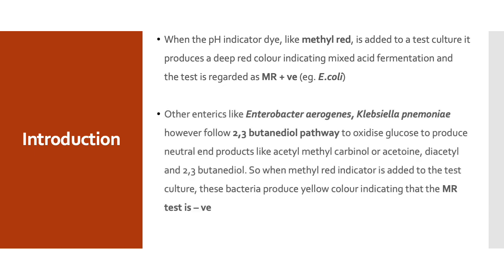Friends, but other enterics like Enterobacter aerogenes, Klebsiella pneumoniae, however, follow 2,3-butanediol pathway to oxidize glucose, and they produce neutral end products like acetyl-methylcarbinol, which is also called as acetoin, then diacetyl and 2,3-butanediol. So when methyl red indicator is added to a test culture, these bacteria will produce yellow color, indicating that the MR test is negative. This is because here the broth pH remains either 6.2 or above, and that is why the MR test is negative.